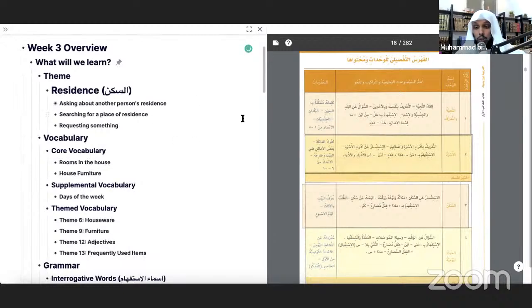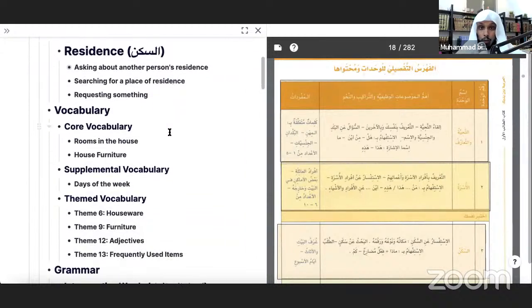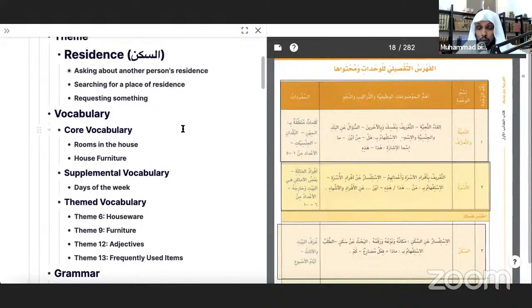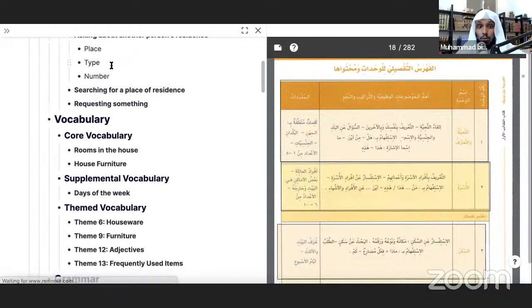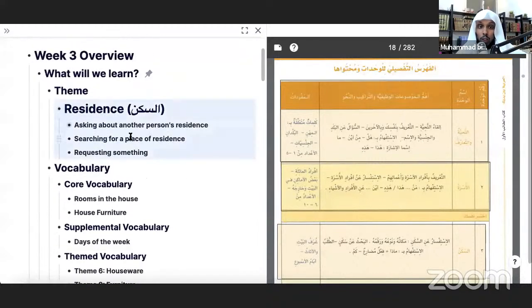So we always mention the learning objectives and the subjects or the things this week is going to be about, inshallah. This week we're going to be talking about a second residence, and the theme for this week is residence, and some of the sub themes are the ability to ask about another person's residence in terms of its place, type of residence, or number, maybe the number of the house or the number of the floor they live on. Likewise, it's about searching for a place of residence as well.